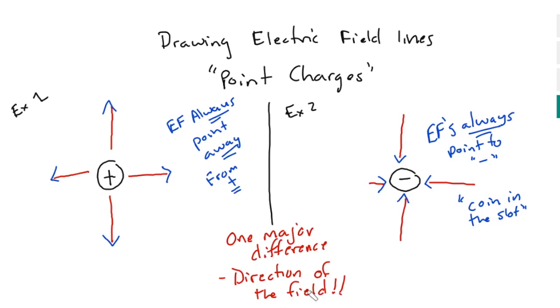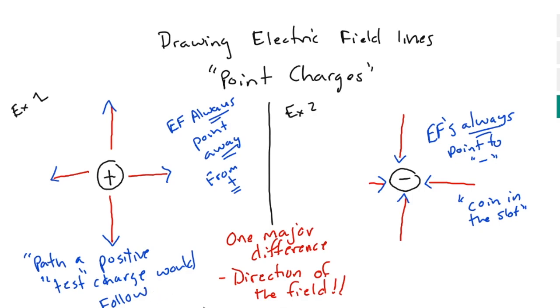And you might hear this referred to as the path that a positive test charge would follow. And really all that means is that if you need to know the direction of an electric field, you will picture what a positive charge would do. Okay? So if I had a point right here, I would ask, what would a positive do? A positive would go like this. Therefore, that is the electric field direction.